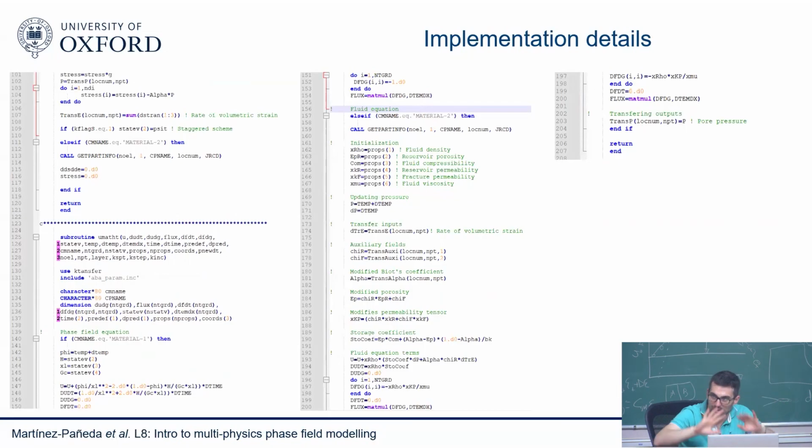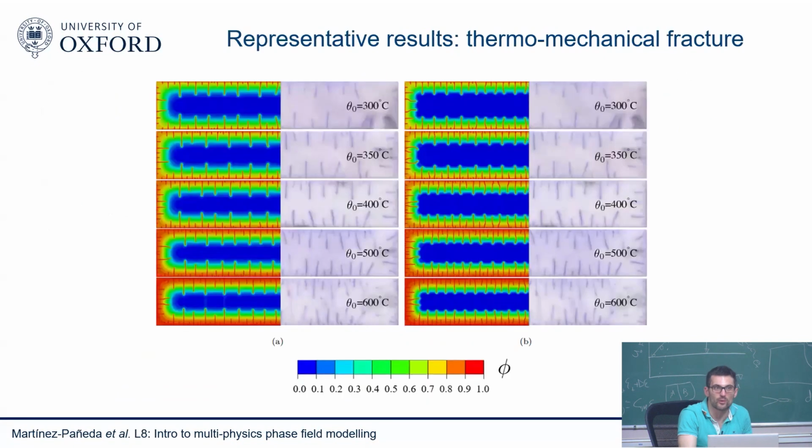So that's all. It looks like a bunch of lines of code that you haven't seen before. But what I'm saying is that it's not too complicated. It's only this process. And you're solving a very complicated multiphysics problem. So just to end with some examples.